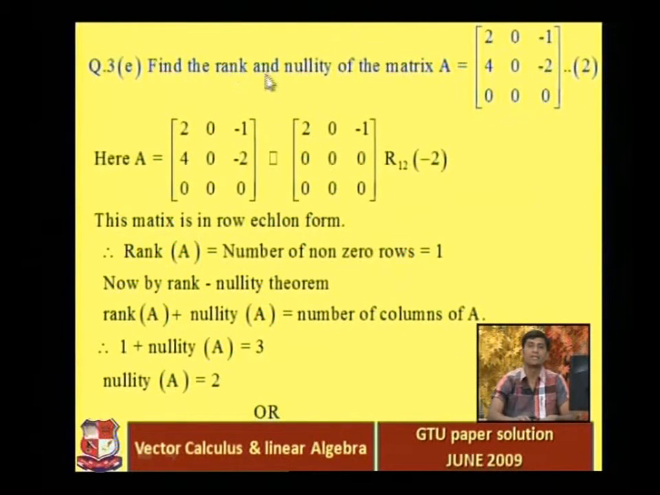To find the nullity, we already know the rank of the matrix, and we use the rank nullity theorem. Now what does the rank nullity theorem say? The rank nullity theorem says that the rank of any matrix plus the nullity of that matrix is equal to the number of columns of the given matrix A. So we already know the rank of the matrix is 1, plus nullity, is equal to the number of columns of A, that is 3. So the nullity of A is equal to 2, okay? So the nullity of A is equal to 2, correct?